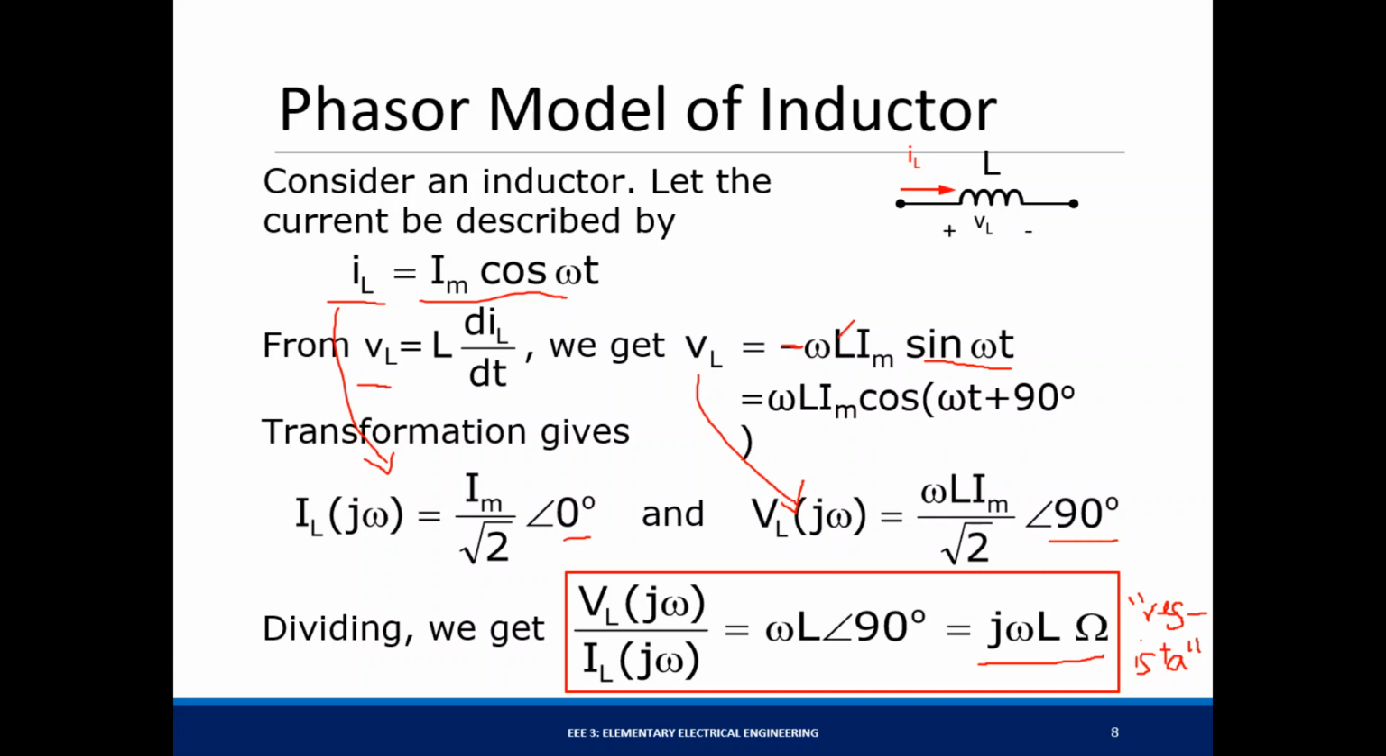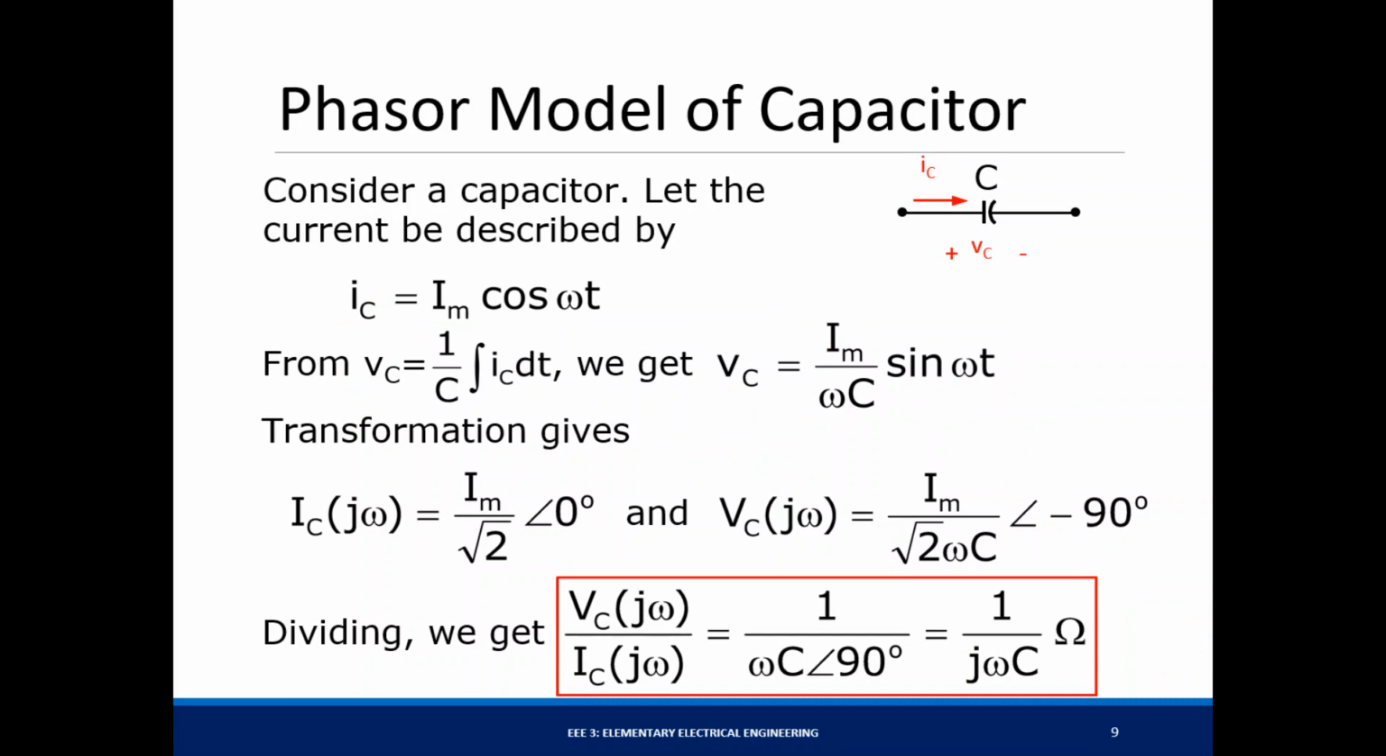Okay. For a capacitor, in this case, let the current I be described by this function, still the same function. But the voltage across the capacitor is the integral of the current divided by the capacitance. Therefore, we get an expression for the voltage here.